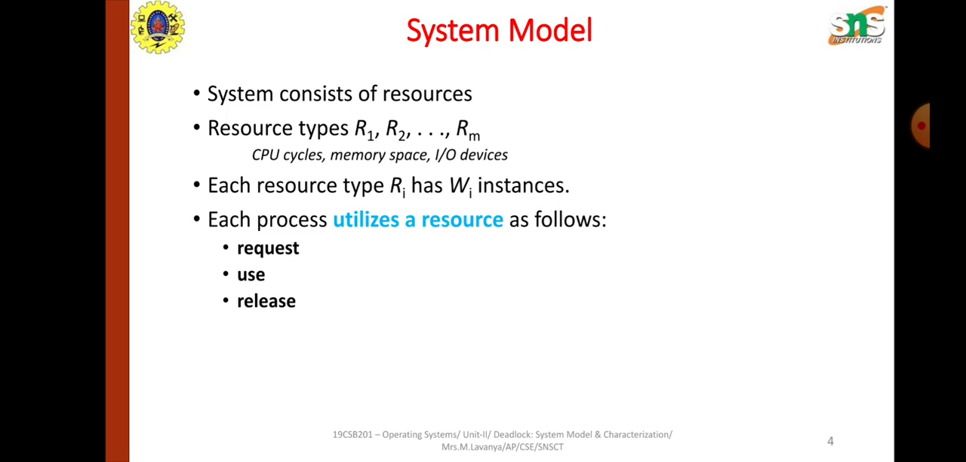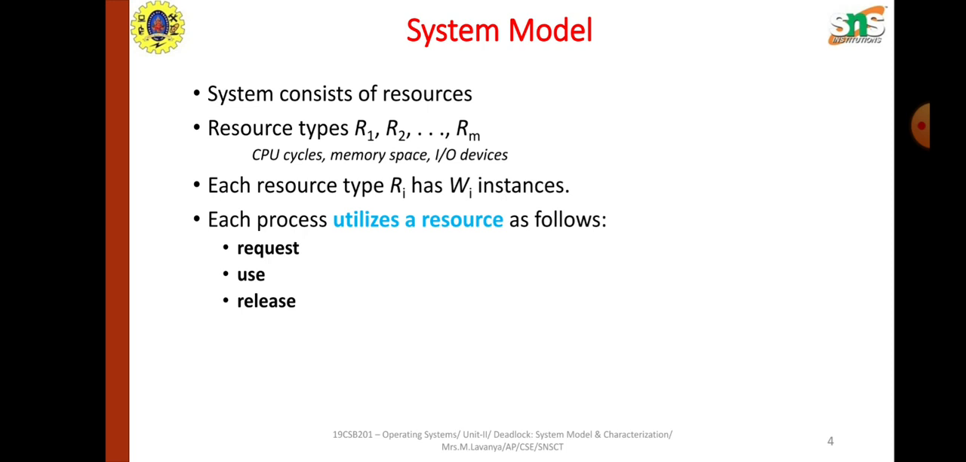The system consists of resources. Here, the resource types are mentioned as R1, R2 up to Rm. The CPU cycles, memory space and IO devices are shared by the processes, and each process will have to wait for an instance of a resource for accessing the memory space, IO devices, etc. When a process needs a resource and is in a state to utilize that resource, it has to follow three steps.